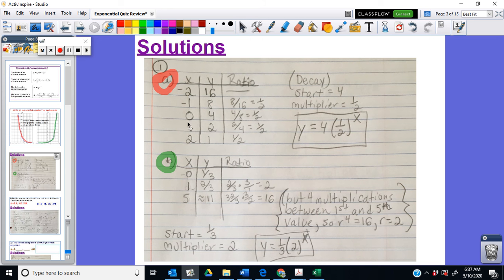Okay, so the decay comes from looking at these points, just picking these points off of the graph, and notice that the ratio is all the same, 1/2. 8 divided by 16, 4 divided by 8, 2 divided by 4, 1 divided by 2. All of the points within this graph follow that same pattern. And our starting value in this case is the 0 term, so the 0 term is 4. So it becomes y equals 4 times 1/2 to the x power. And the second one is done in a similar manner.